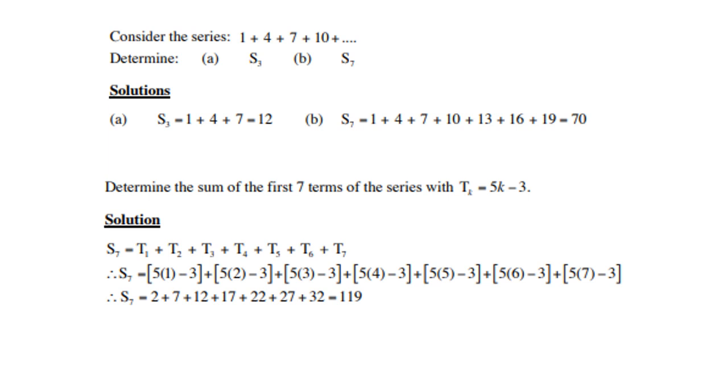Determine the sum of the first seven terms of the series with Tk equals 5k minus 3. So the sum to 7 terms is T1 plus T2 plus T3 plus T4 plus T5 plus T6 plus T7. Remember, the sum of 7 terms. So 7 terms is therefore 5 times 1 minus 3 plus 5 times 2 minus 3 plus 5 times 3 minus 3 plus 5 times 4 minus 3 plus 5 times 5 minus 3 plus 5 times 6 minus 3 plus 5 times 7 minus 3. So remember now, k is replaced with a 1, a 2, a 3, a 4, a 5, a 6, and a 7. Right? Remove the brackets, use your calculator, and the answer is 119.